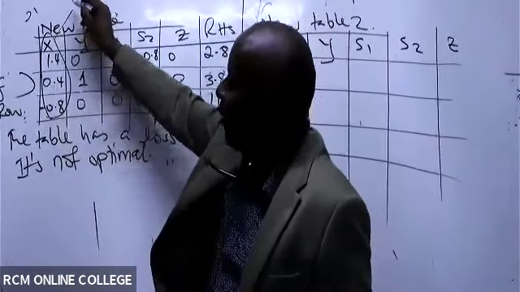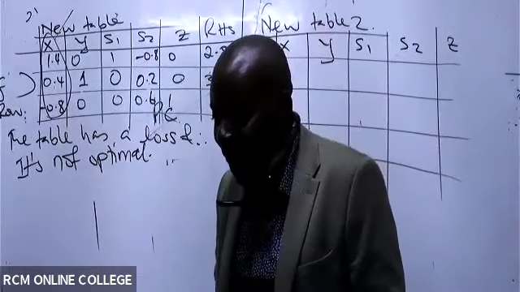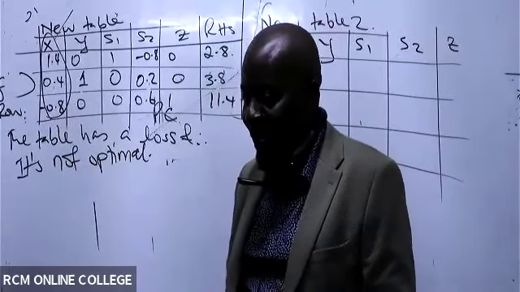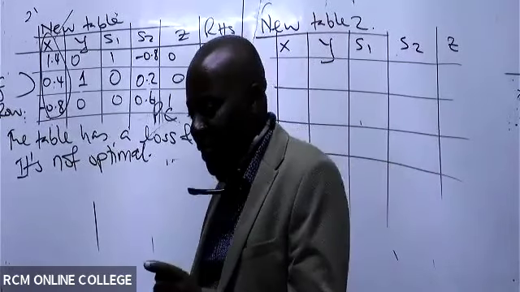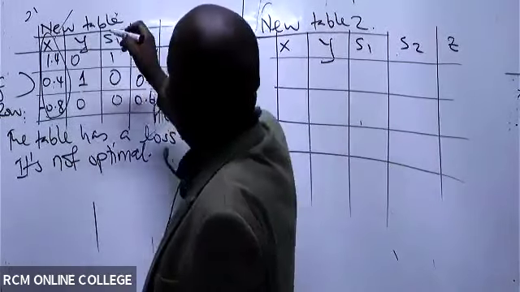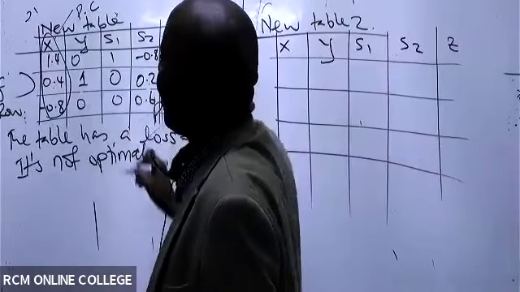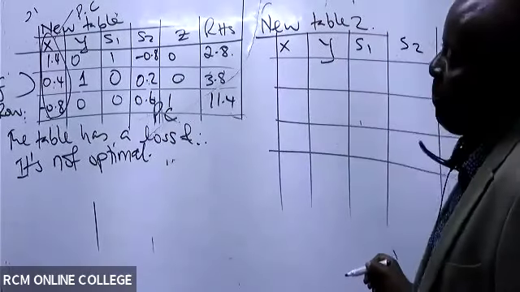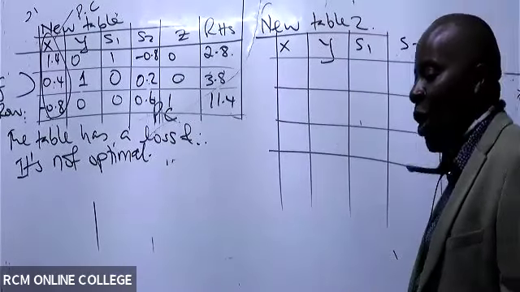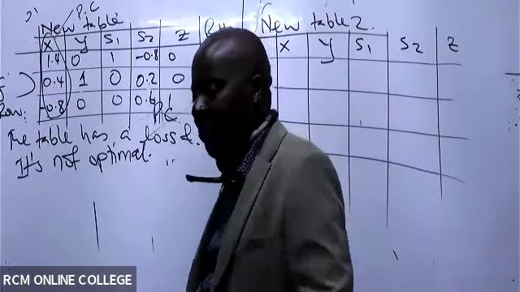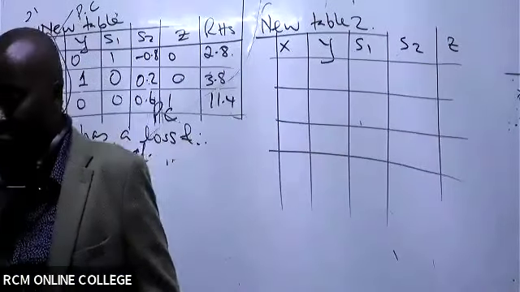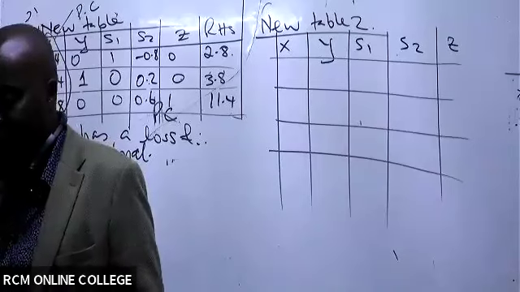Give it a new name. What name do we give this one? PC. This is pivot column. That is pivot column. So once we get the pivot column, what will be the next step?